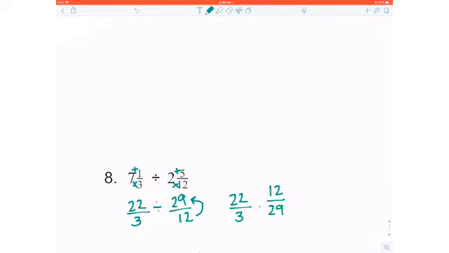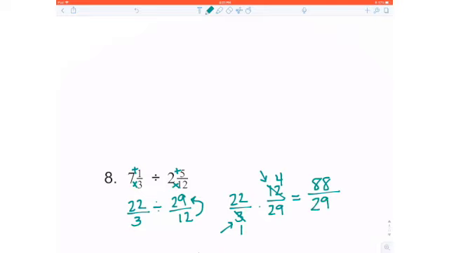Well, we don't have anything identical on the top and the bottom, but we have this 12 and this 3, which we can divide both of them by 3. So let's do it. Divide this one by 3, you get 1. You divide this one by 3 and you get 4. So 22 times 4 is 88 over 29.